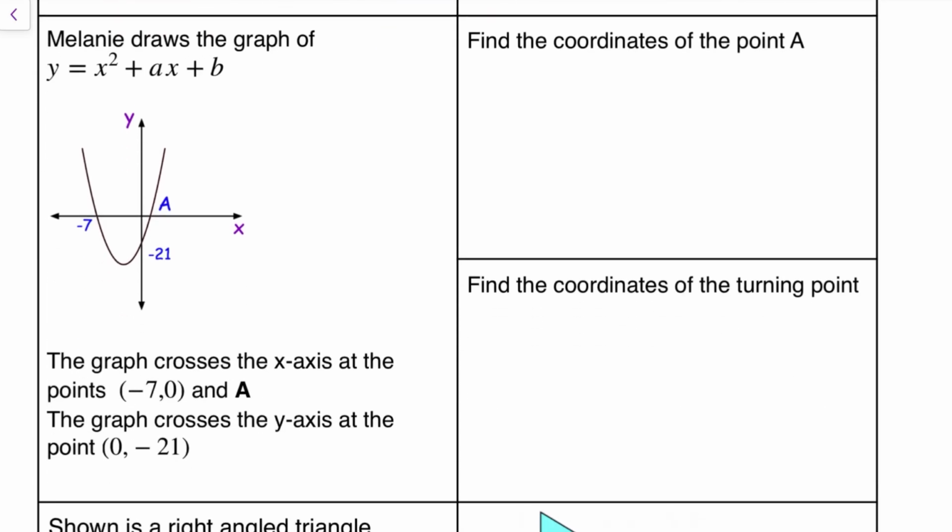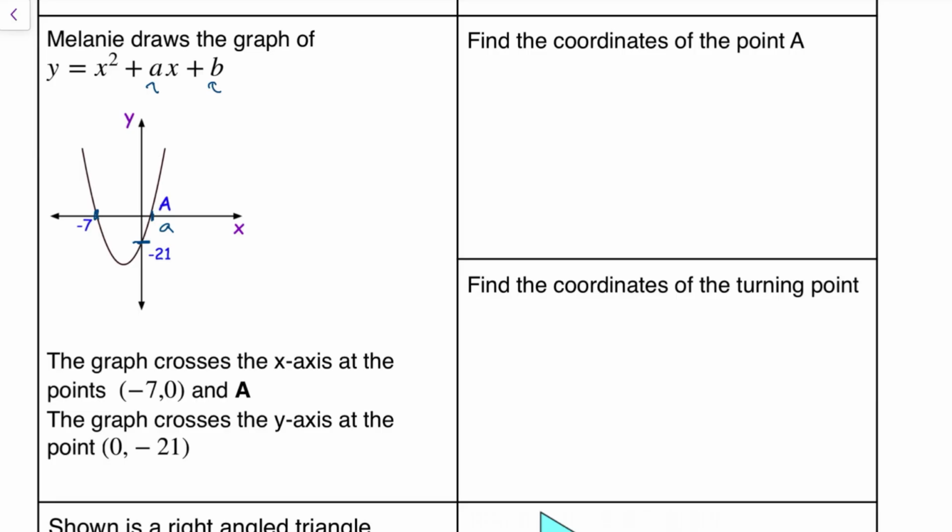Next question. Melanie draws a graph of y equals this here, and I've got an A here that I don't know and a B that I don't know. Then it tells me it crosses at minus 21 and it crosses here at minus 7. I'm going to say this one here is A, so point A is (A, 0). What does it want me to do before I jump in? It says, what are the coordinates of A? Okay, so I can do that. Find the coordinates of the turning point. All right, okay, so this isn't too bad.